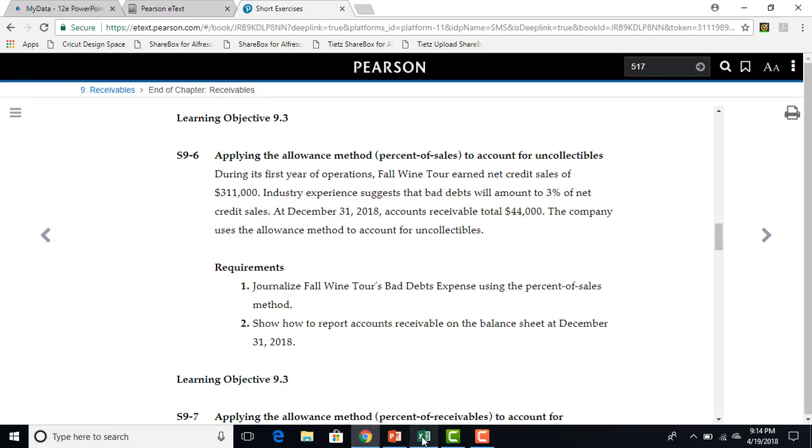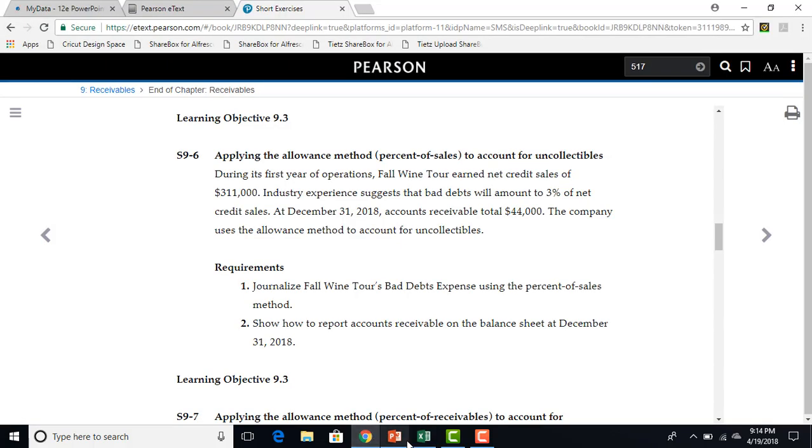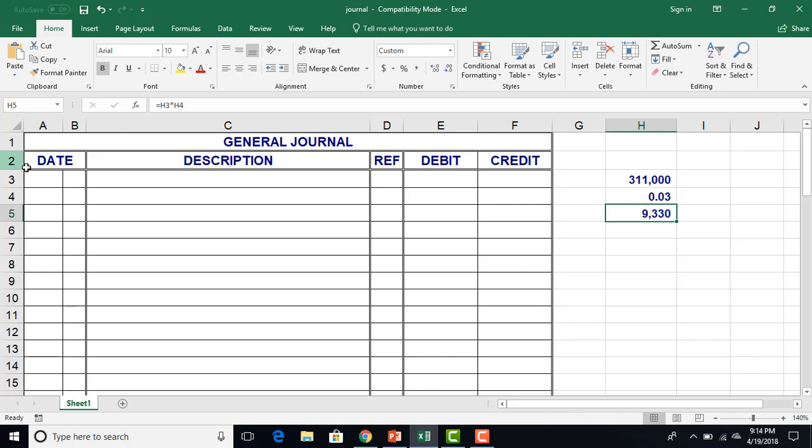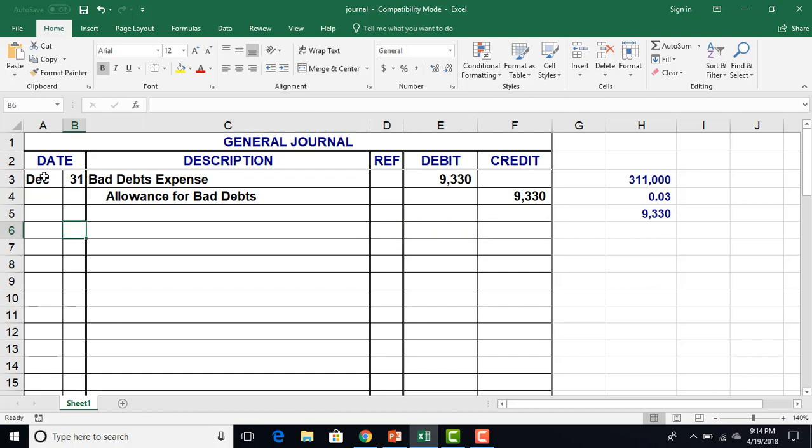So then to record the journal entry that I need to record here, again, this was on December 31st. So at December 31st, for my date here, I'm just going to debit, same journal entry every single time, bad debts expense, and I'm going to credit this account called allowance for bad debts. So debit bad debts expense, credit allowance for bad debts, and I'm recording that journal entry for a total of $9,330.